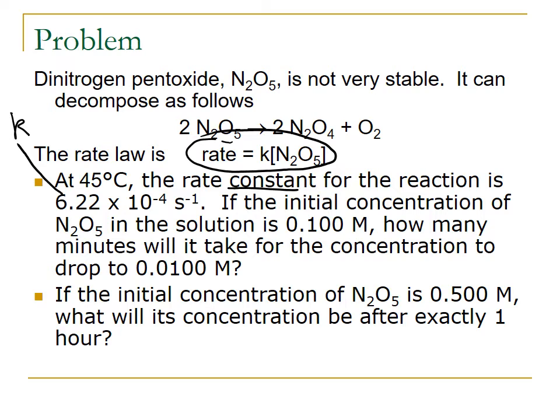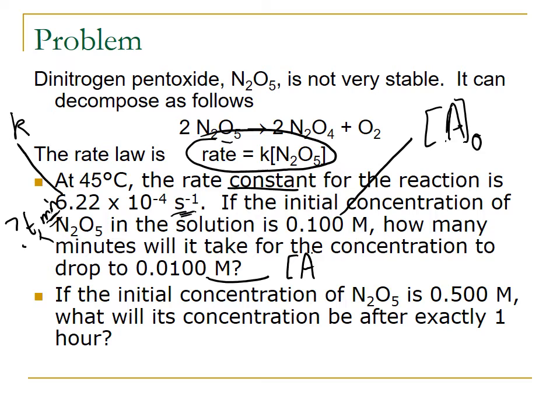If the initial concentration of N2O5 in the solution is 0.1, and I'm going to use that generic A here, this is your initial, so it's A naught. How many minutes? So we're trying to figure out what is the time in minutes. Okay, you've got to be careful because that's minutes and the k was in seconds. So something to keep in mind. How many minutes will it take for the concentration to drop to 0.01? So this is my concentration after a certain amount of time. All right, so try the problem.